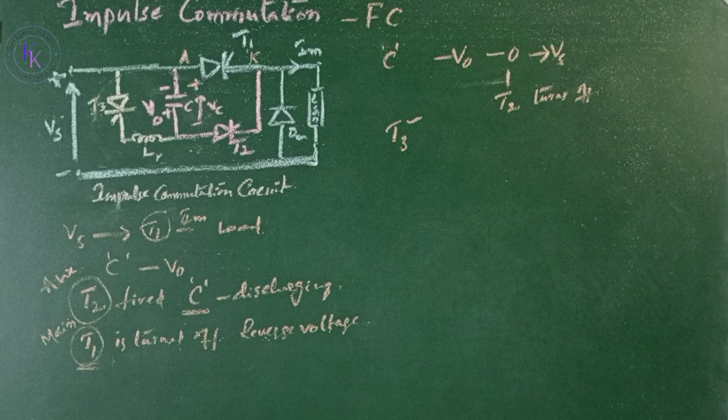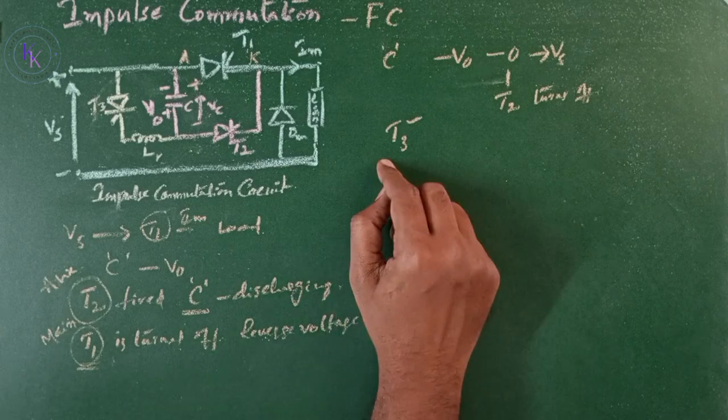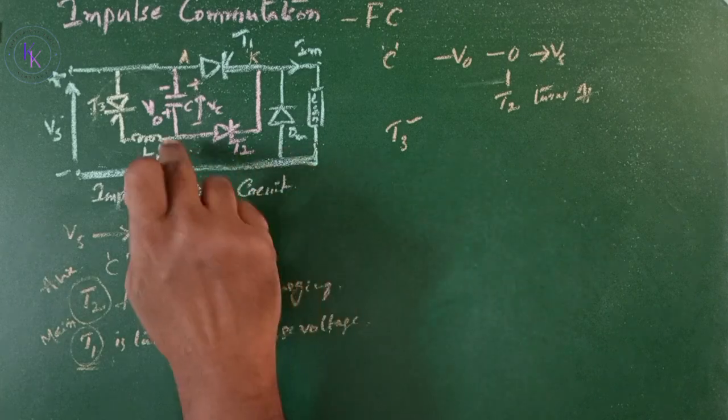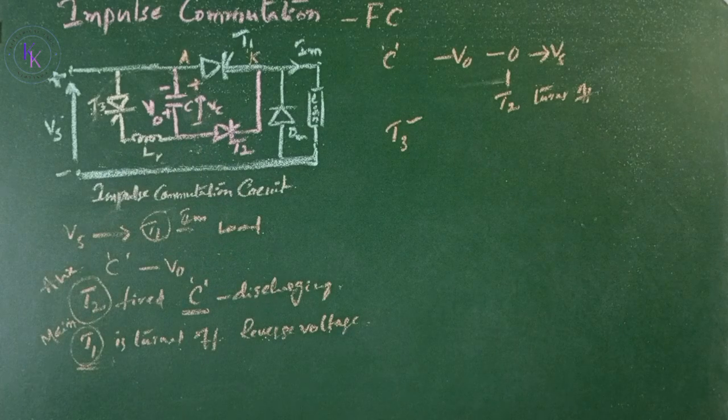Please go through the topic self-commutation. The link is given in the description below. When you turn on the thyristor T3, the voltage across the capacitor will come to the initial state and then T3 stops due to self-commutation.